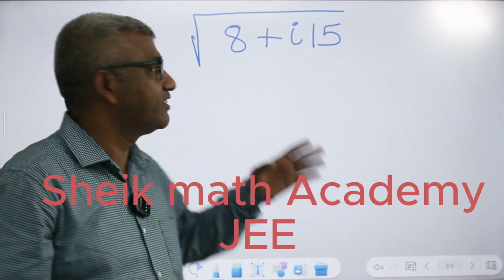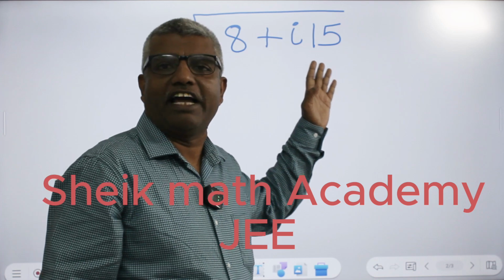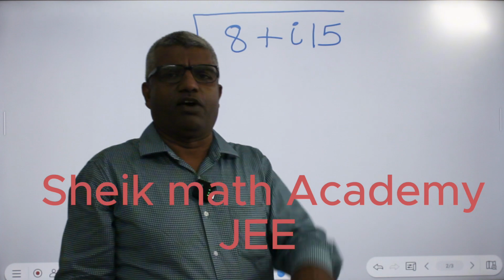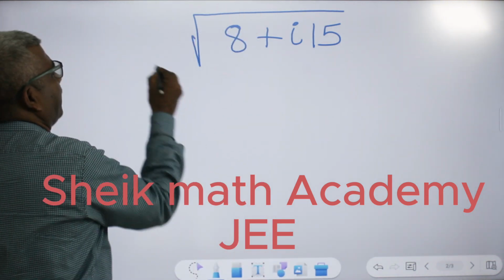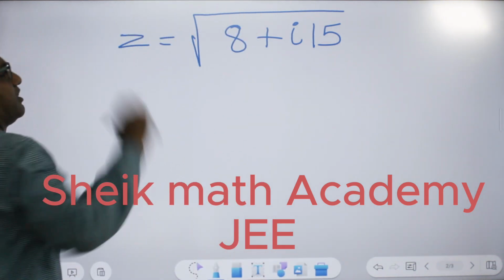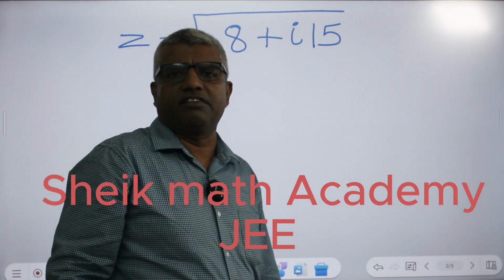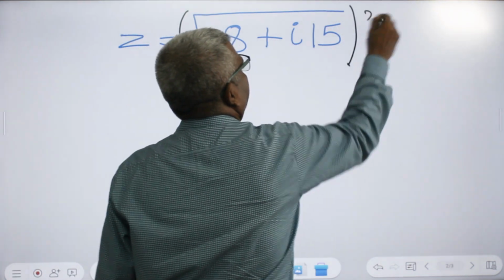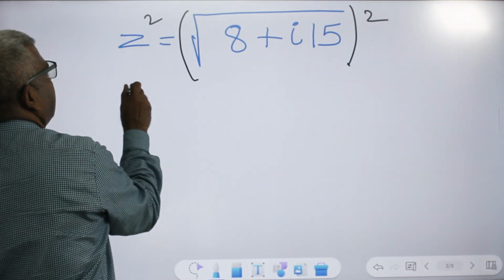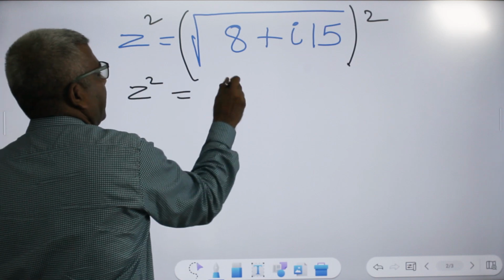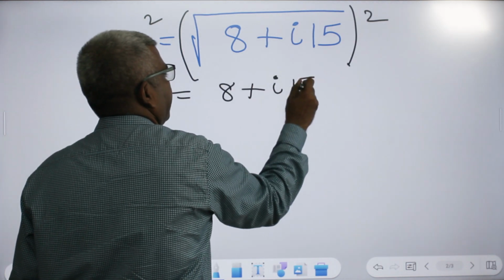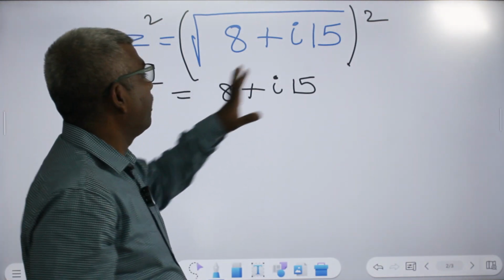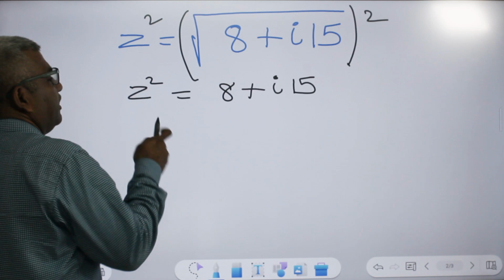In this lesson we are going to find the square root of 8 plus i√15. For any number, to find the square root, what do we have to do? Just square it. Suppose z equals the square root of 8 plus i√15. Square it. Simple: z squared is equal to 8 plus i√15. But we want the square root of 8 plus i√15 only.